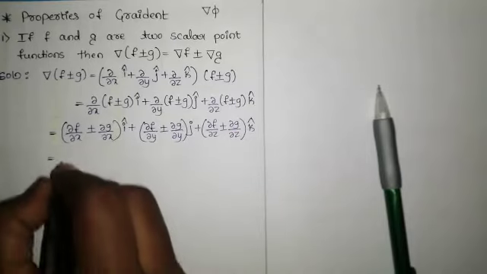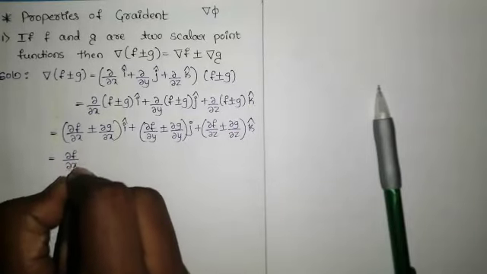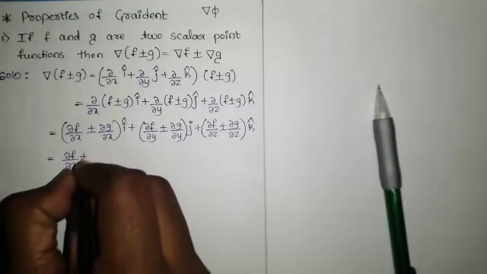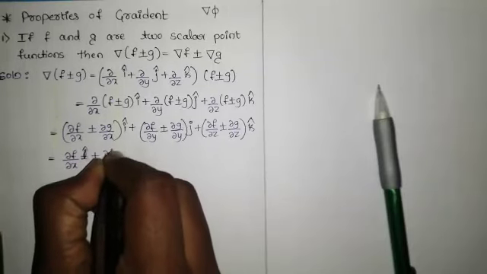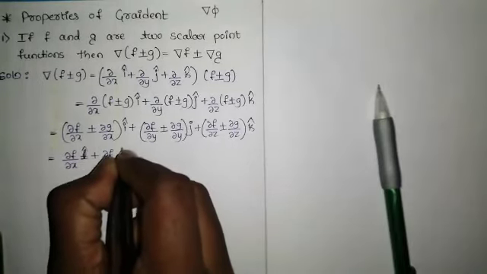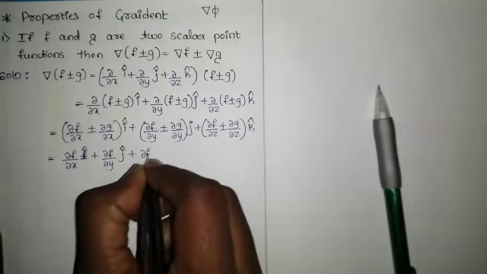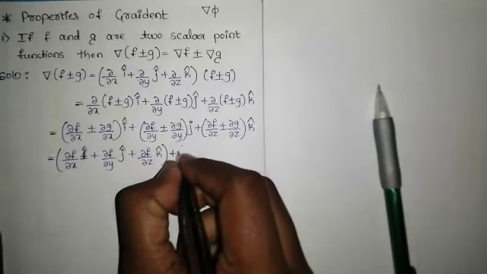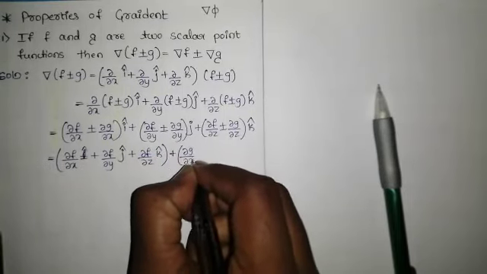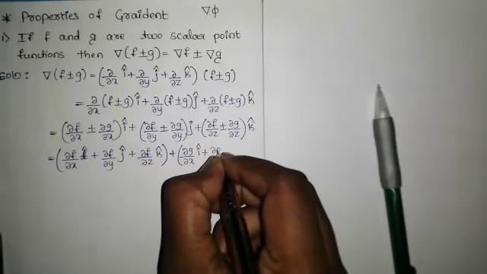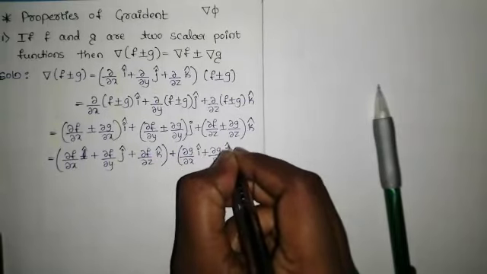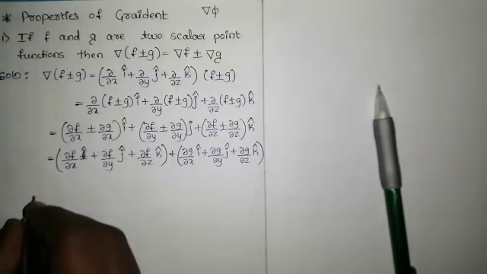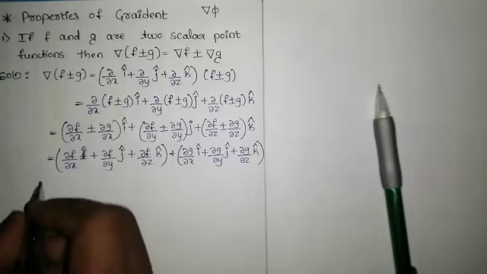Now separate the f and g conditions. In terms of i, j, k: dou f by dou x into i cap plus dou f by dou y into j cap plus dou f by dou z into k cap, plus dou g by dou x into i cap plus dou g by dou y into j cap plus dou g by dou z into k cap. So this is our required condition.